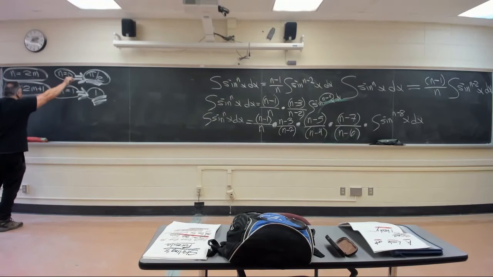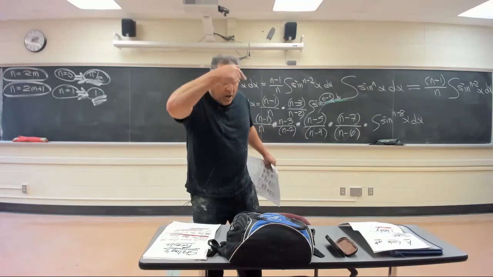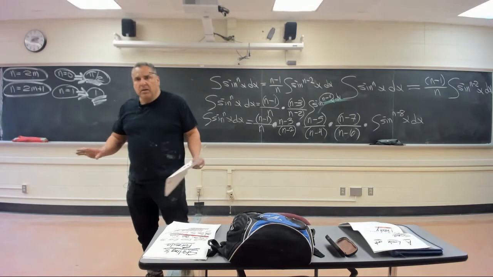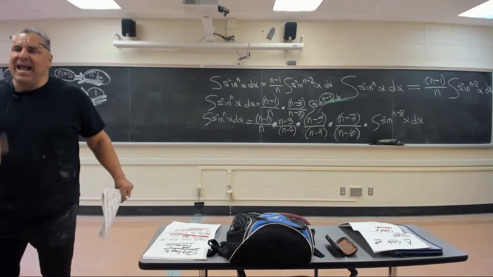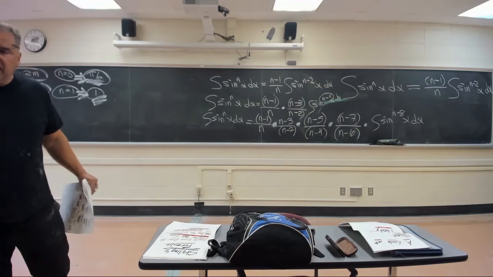m is 1, 2, 3, 4, 5, 6. m of them. True. m of them. m plus 1 of them got you down where m is 0. I went 1 to m. That's m of them. At m equals 1, yeah, it's the 2. n is 2. Yeah, I got all that. But if m equals 0, n is equal to 0. The integral of sine to the 0 of x dx is equal to pi over 2. So this is what's going on.